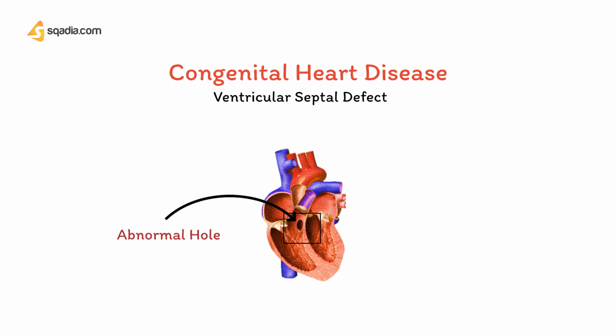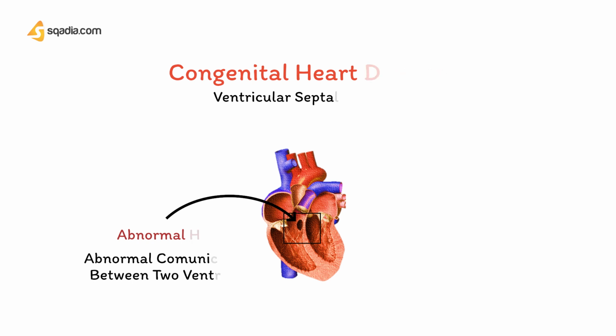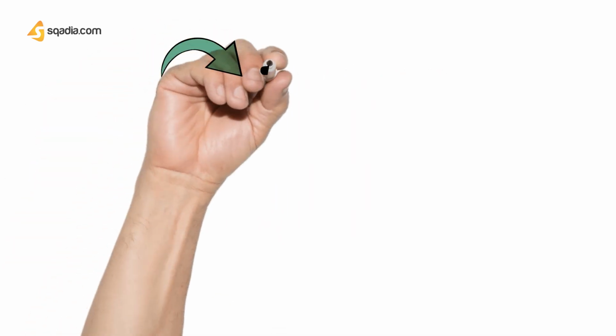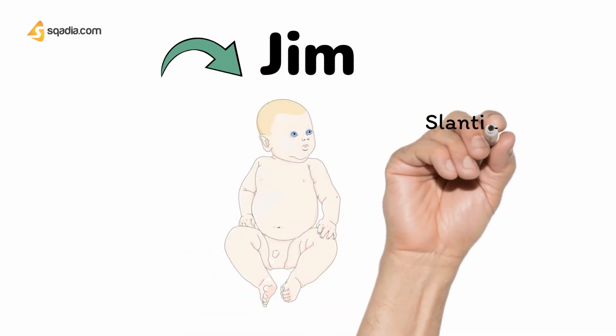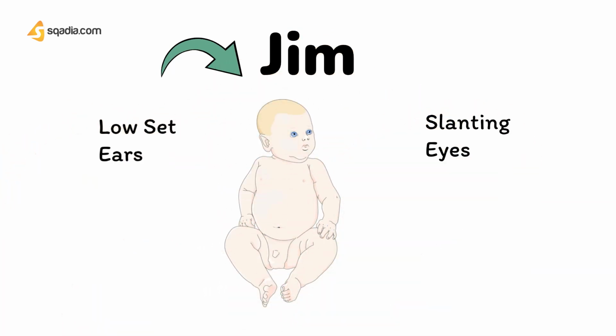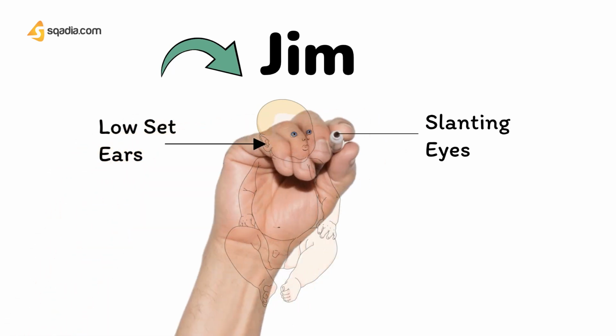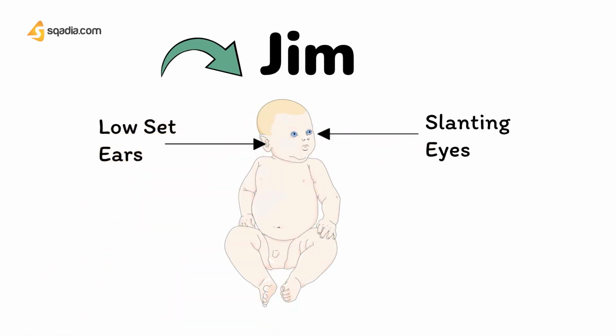It involves a hole in the wall between the heart's lower chambers, and there is an abnormal communication between the two ventricles that actually allows for the backflow of blood. Okay, so everyone meet Jim, and we can easily distinguish the nose and the eyes of this little newborn. The eyes are slightly slanting, the nose has a depressed nose bridge, and the ears are low set. So, what is the diagnosis?